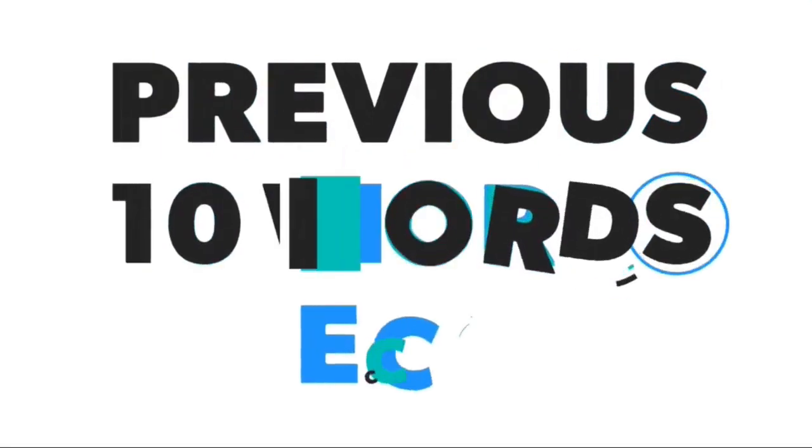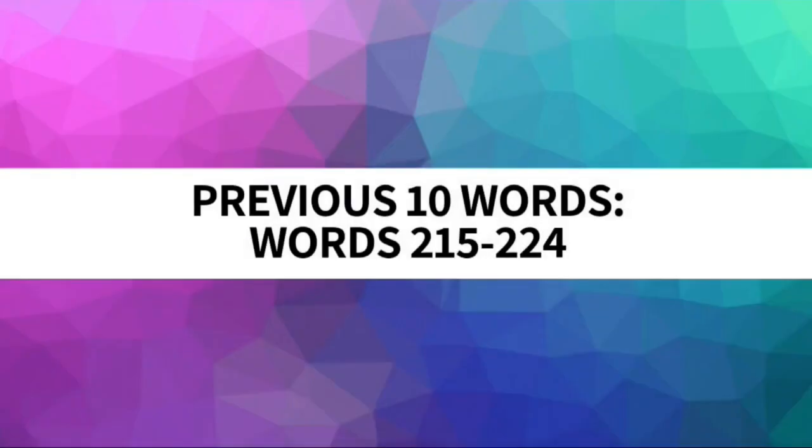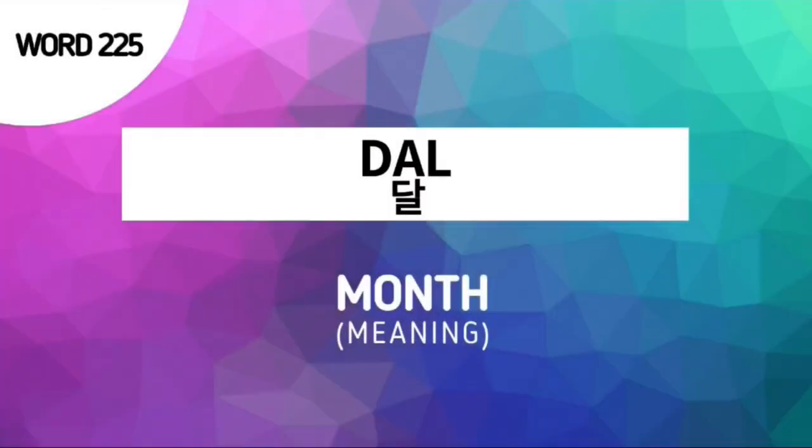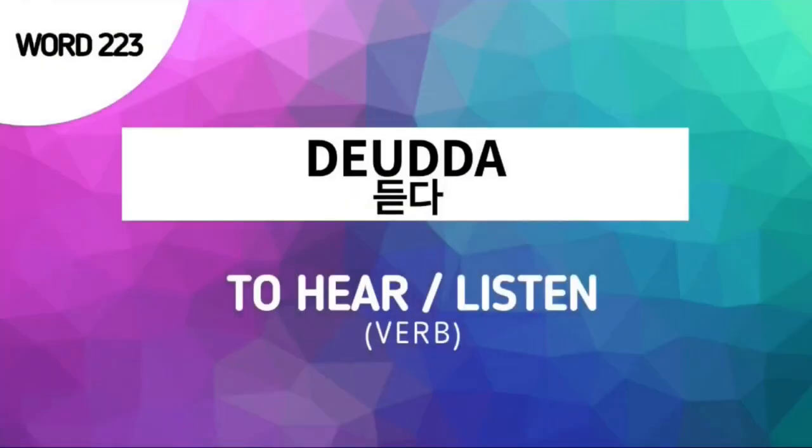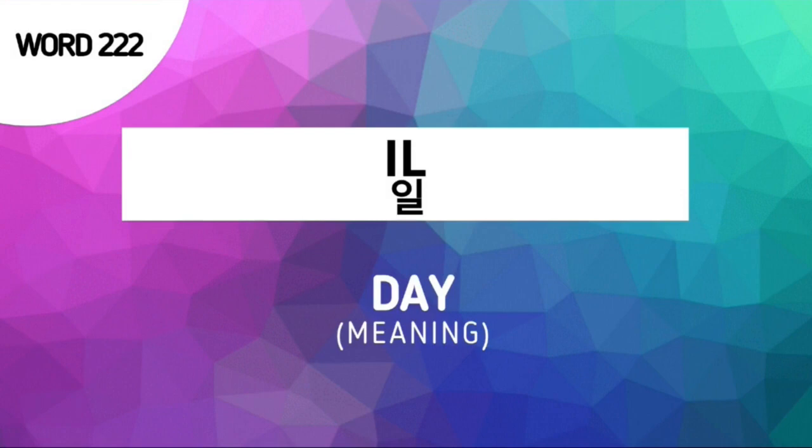Now let's proceed to the previous 10 words recap. As of now, the previous 10 words are words number 215 to 224. But don't forget our word for today, word number 225, dal, which means month. Word number 224 is ju, which means week. Word number 223 is deutda, which means to hear or listen. Word number 222 is il, which means day.